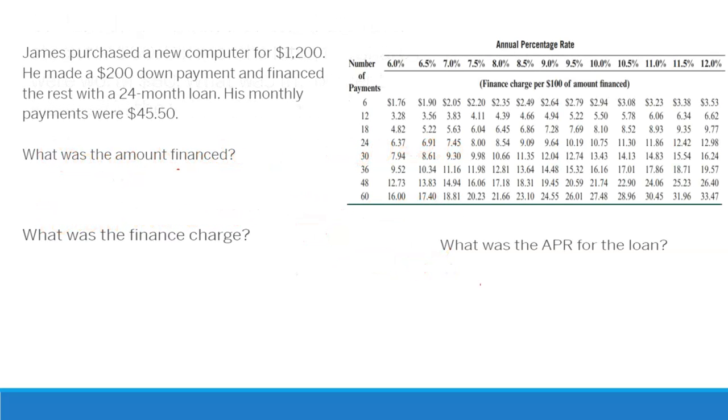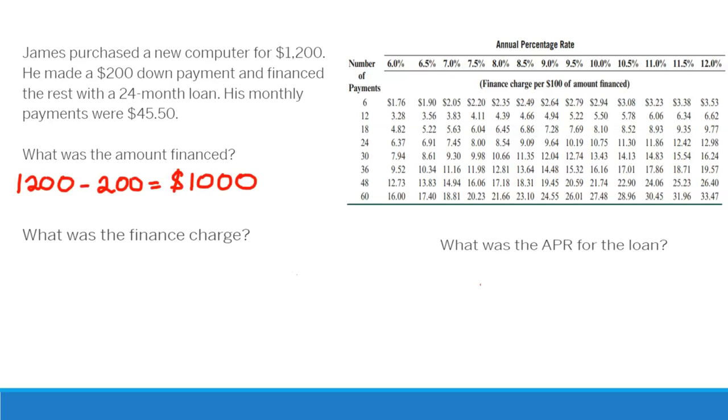Now let's try an APR problem. James purchased a new computer for $1,200. He made a $200 down payment and financed the rest with a 24-month loan. His monthly payments were $45.50. What was the amount financed? What was the finance charge? And what was the APR for the loan? Pause the video and see if you can answer these questions.